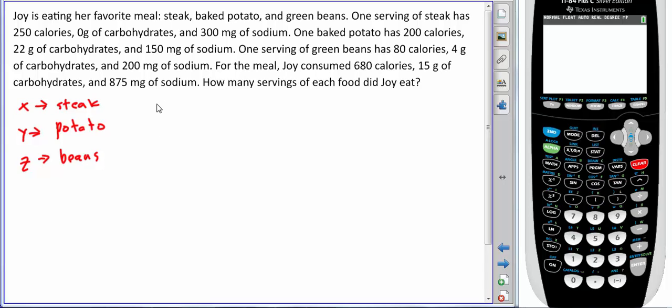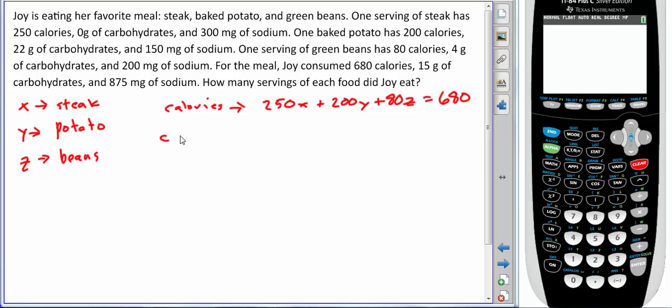Now when we set up our system, really we have 3 different equations. You have to think about how you're going to pick these out, and sometimes we're tempted to try to do an equation that deals with steak, okay, but steak's one of the variables. What we need to look at is, how about calories? Okay, if we were to give our first equation a name, I would call it calories. And that equation would look like this. We'd have 250 from each serving of steak. We would have 200 from each serving of baked potato, or each baked potato. And then we'd have 80 from each serving of green beans. And we know that Joy consumed a total of 680.